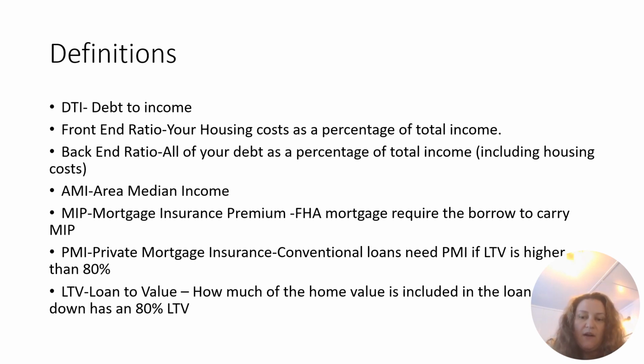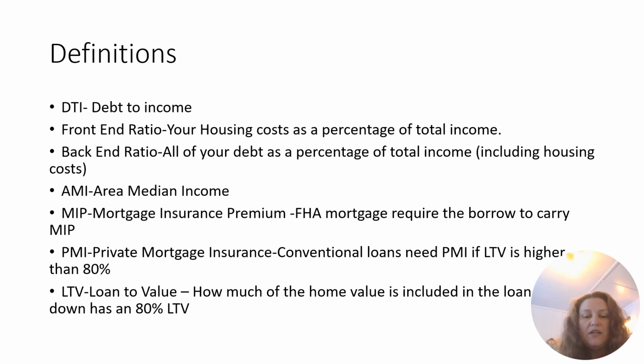The mortgage insurance premium. FHA mortgages require the borrower to carry mortgage insurance, and so that is an additional cost that has to be put into your debt ratios. Private mortgage insurance, same thing, but for conventional loans. And then sometimes we're going to talk about loan to value, and that's how much the home has in value as opposed to how much you've put down. So let's say that you're putting 3.5% down. Your loan to value would be 96.5, or 20% down would be an 80% loan to value.